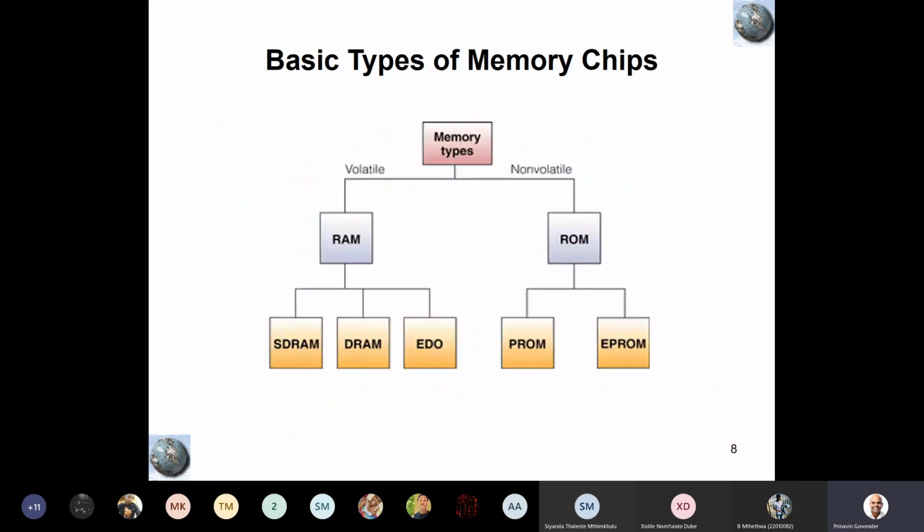Basic types of memory chips. There it is: RAM, ROM, SDRAM, DRAM, PROM, programmable read-only memory. Here are the words I've been mentioning: volatile and non-volatile. Think about it: one will require electricity to keep the contents of its memory refreshed. The other one can do without it.